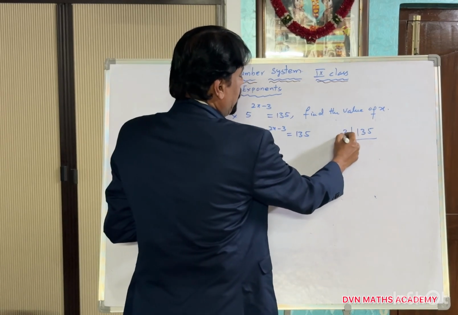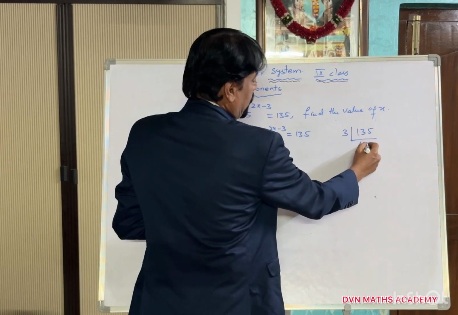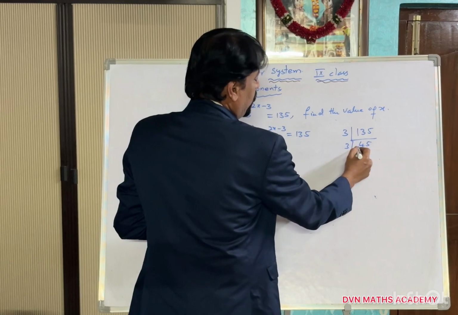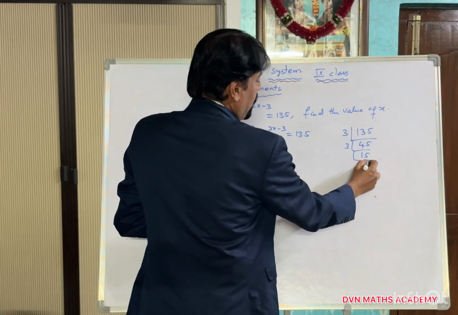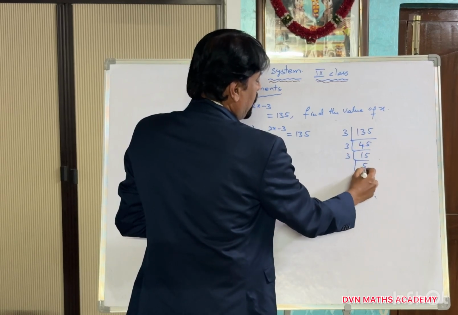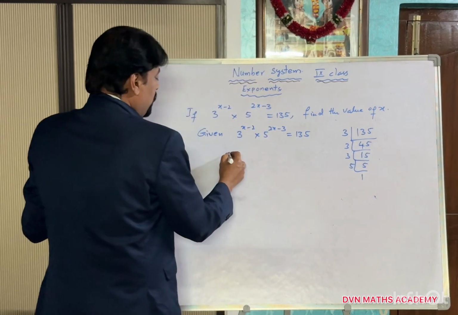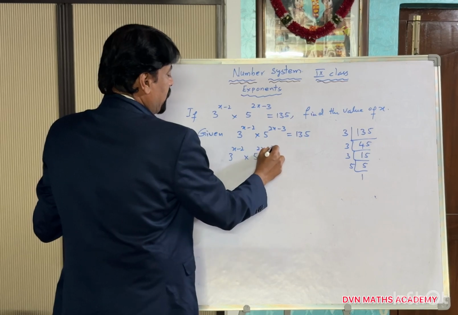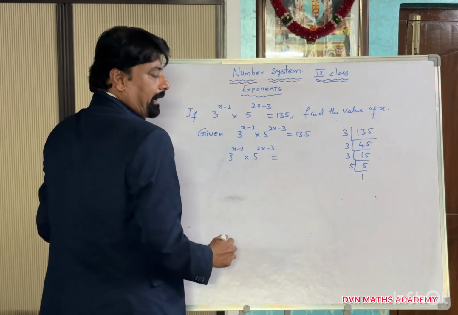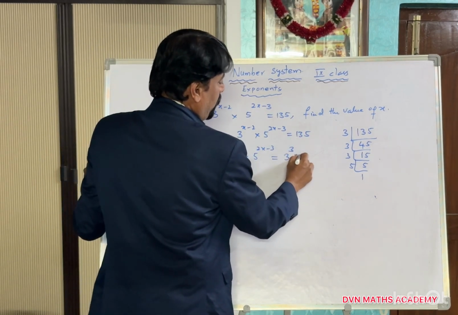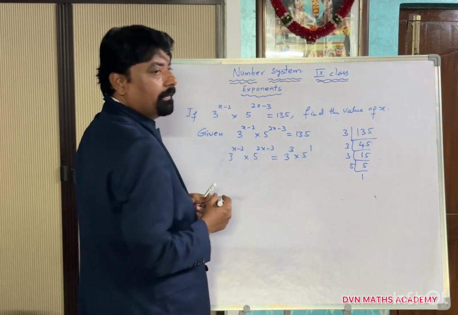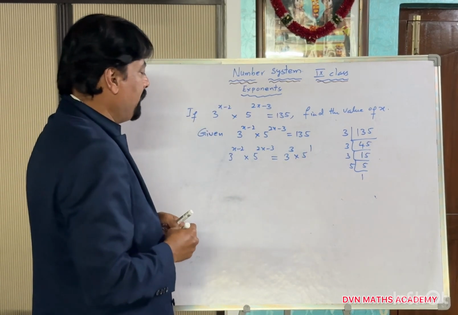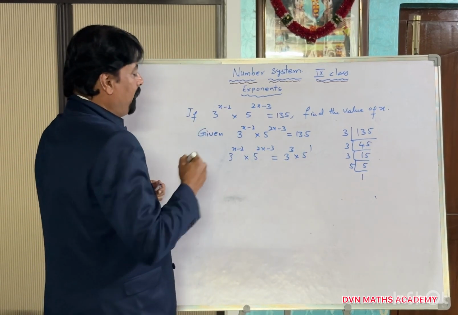This will go by the 3 table. 3 fours are 12, 3 fives are 15. Again the 3 table, 3 ones are 3. Then 5 ones are 5. Now 3 to the power of x minus 2 into 5 to the power of 2x minus 3 is equal to this 135, which I can write as 3 to the power of 3 into 5 to the power of 1. Now you just compare the values, then you will get the value of x.